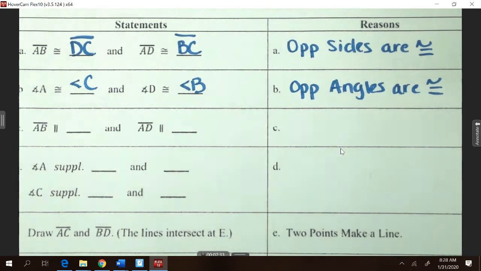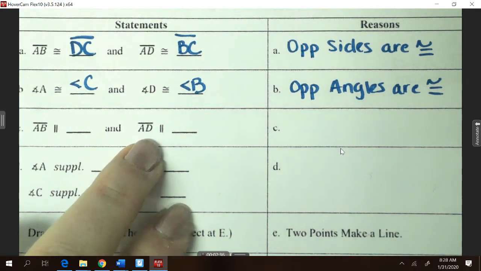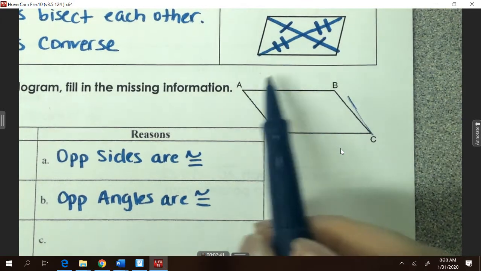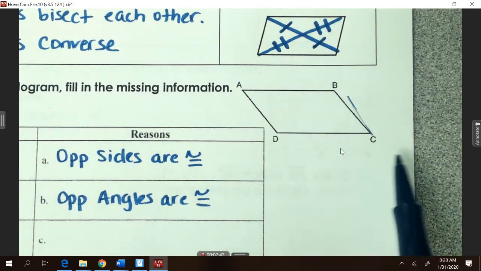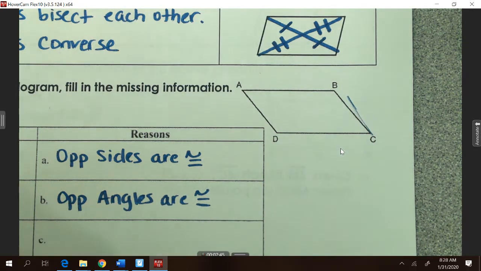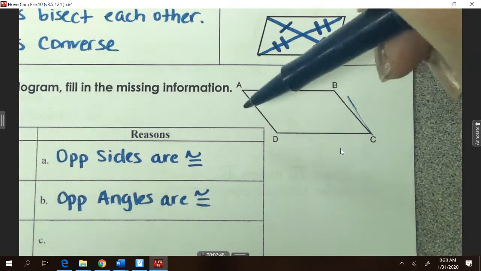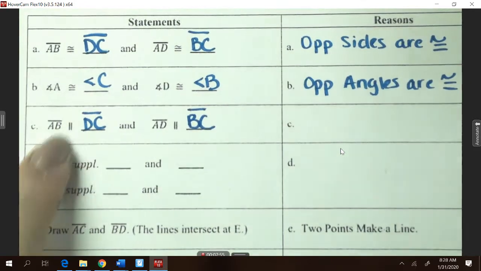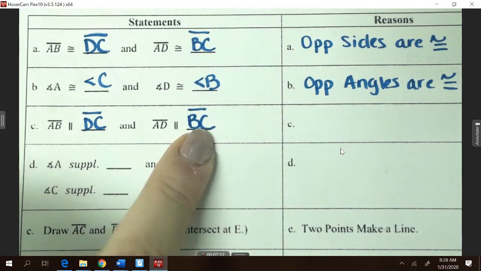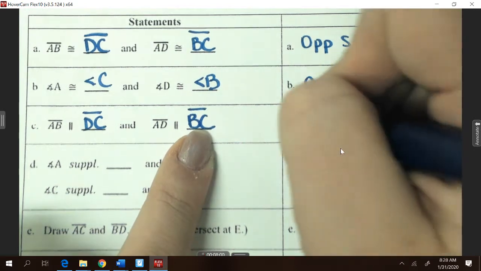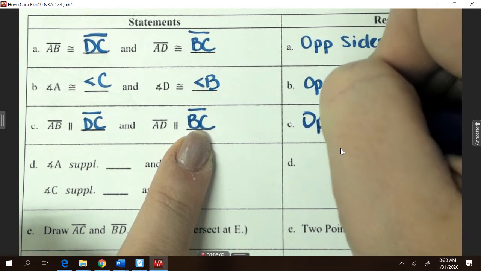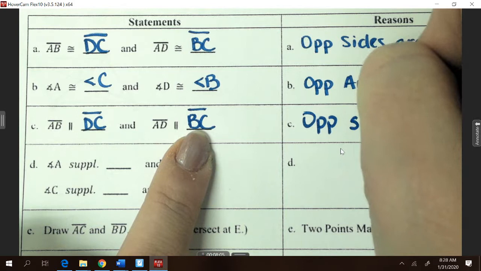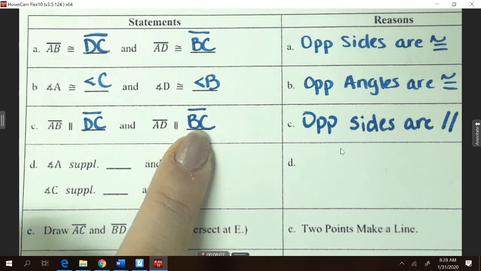All right. Then we're going to list the parallel sides for AB and AD. So let's go over here. What side is parallel to AB? DC, right? And what side is parallel to AD? BC. Okay. So I'll go back over here and I'll fill that out. So you can see I put that AB was parallel to DC and AD was parallel to BC. And when I explain it, I'm just going to say opposite sides are parallel. Okay.